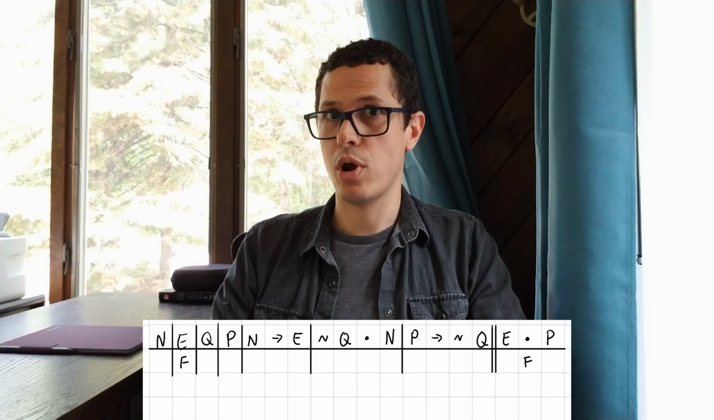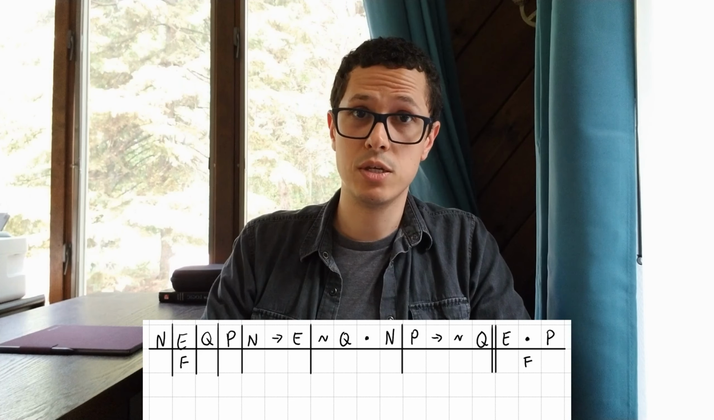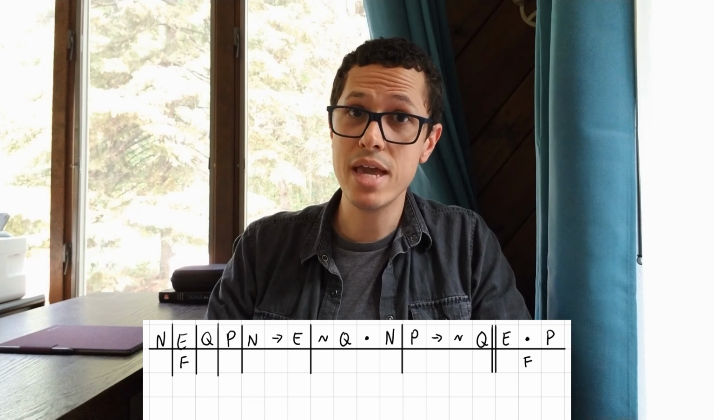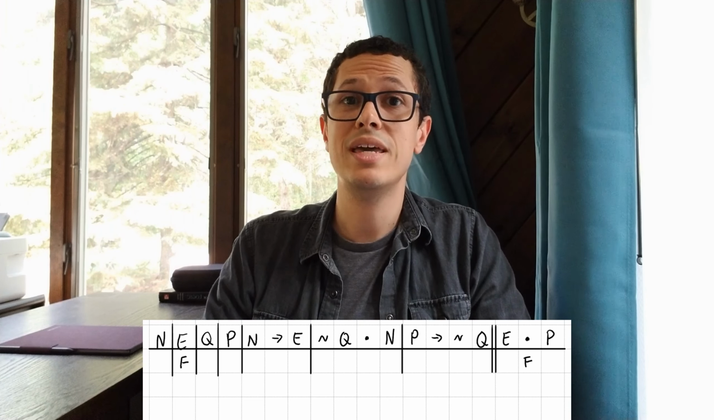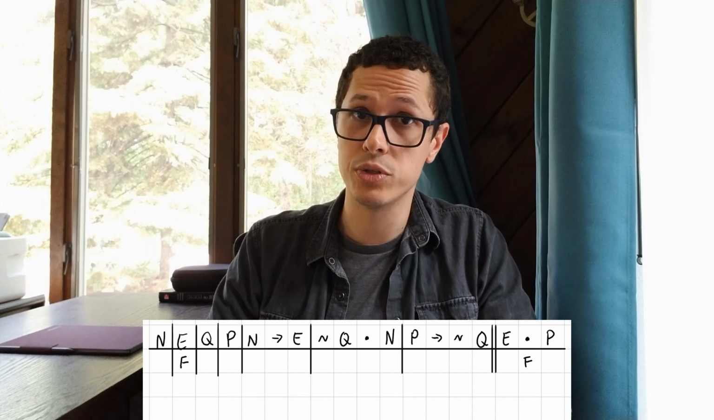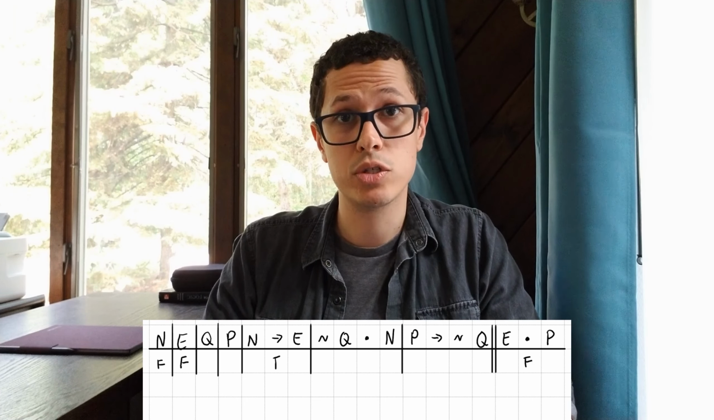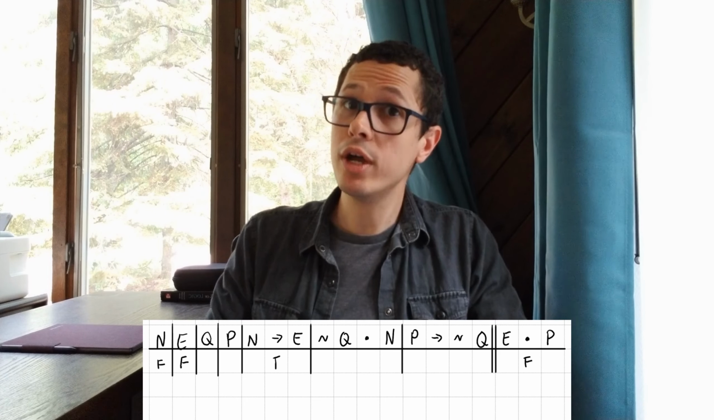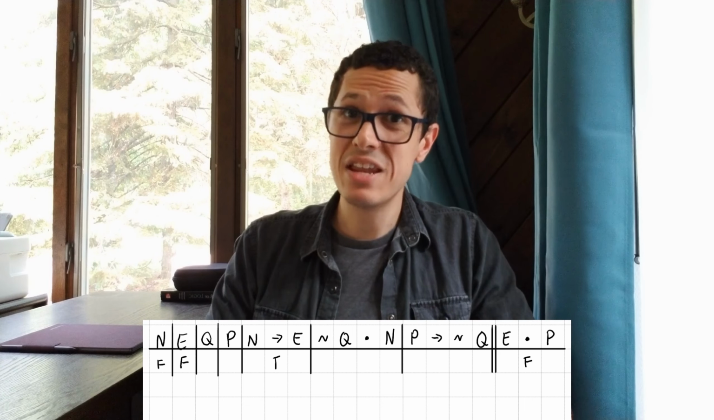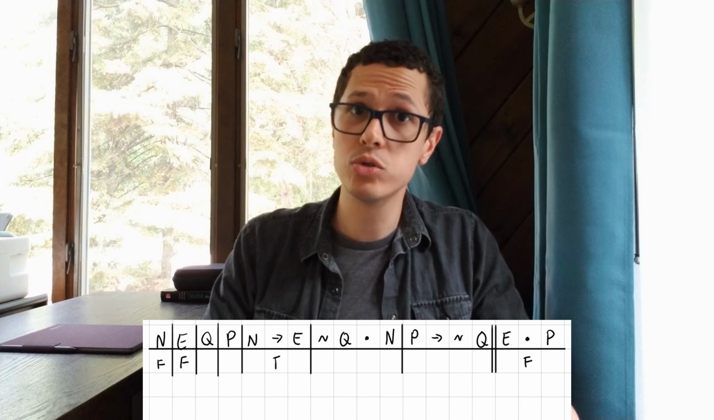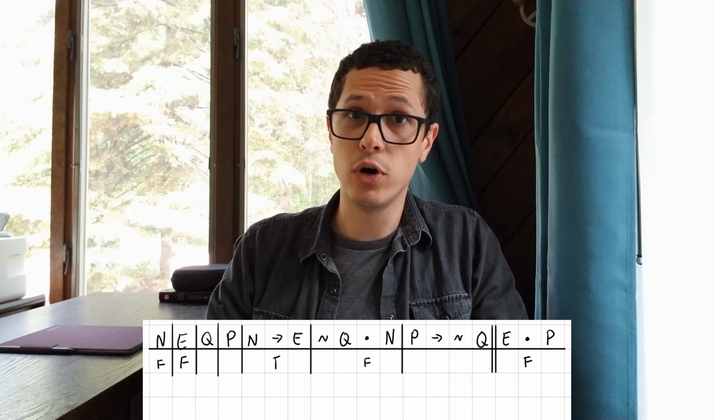Now let's look at the first premise. The first premise has a false consequent, which means that the only way to make this conditional turn out to be true is to make the antecedent also false. So we'll go ahead and make N false. Okay, so far so good. But now look at the second premise. Since we made N false, this conjunction will also be false. And so we end up with a false premise.